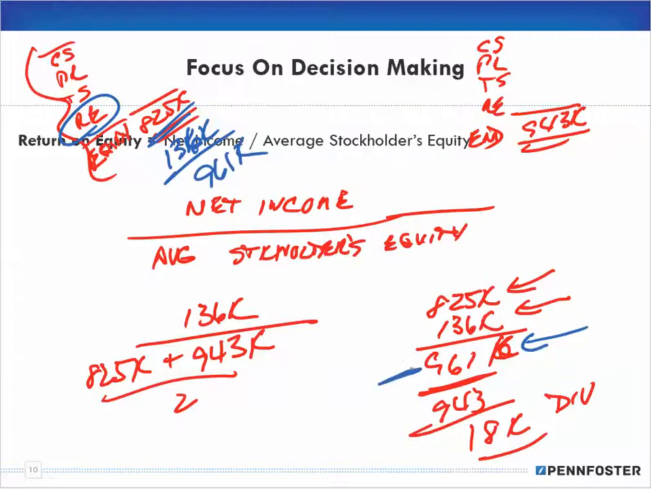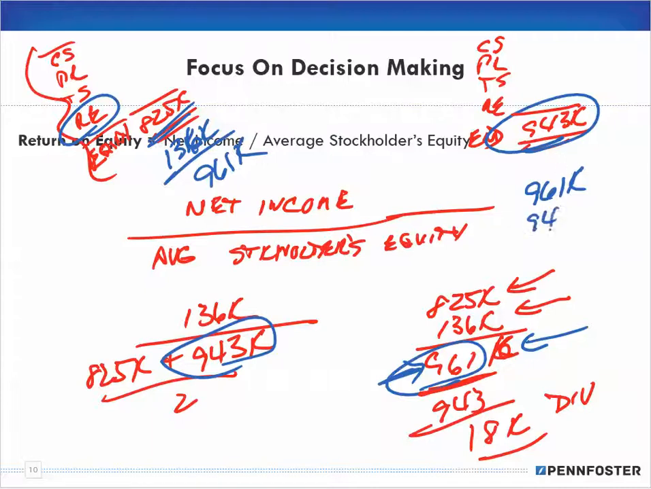That's what I did here, 961,000. But my ending, they're telling me my ending is 943, right? Well, why isn't it 961? If I had 825 and I added in the net income, I end up with 961,000. But it's telling me my ending is 943. Well, the difference between the two is 18,000. Why do I have a difference of 18,000 between what I've calculated and what they're actually telling me the ending is?